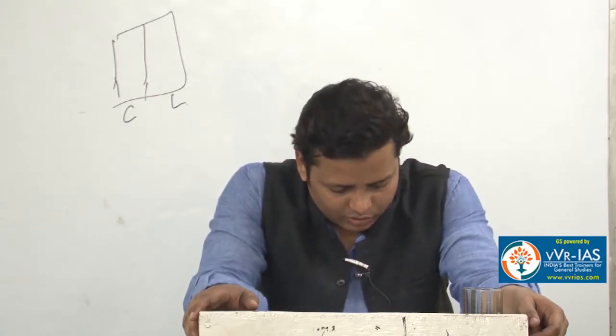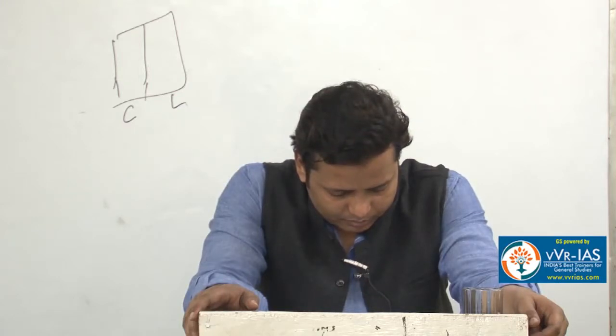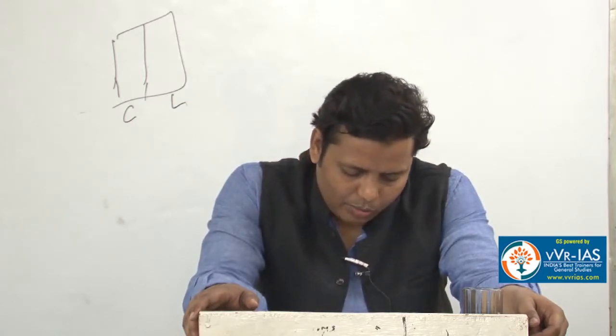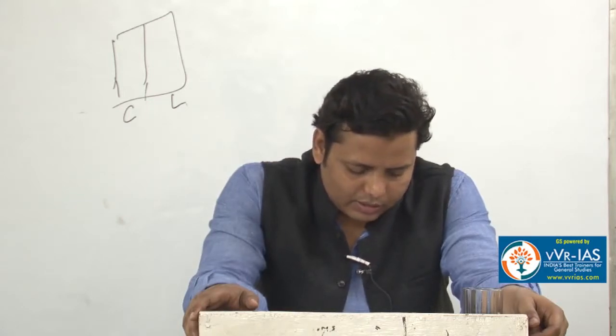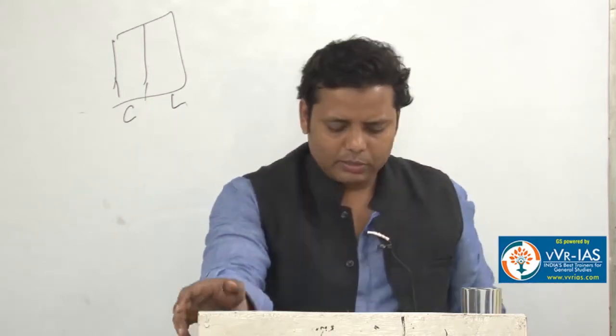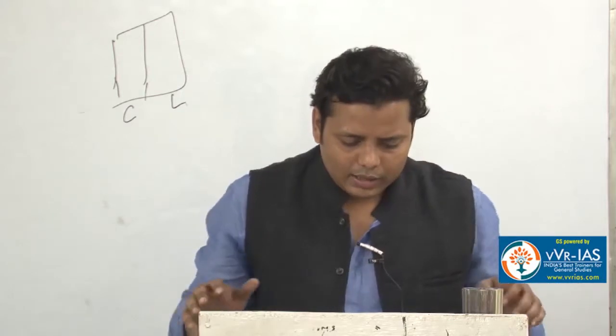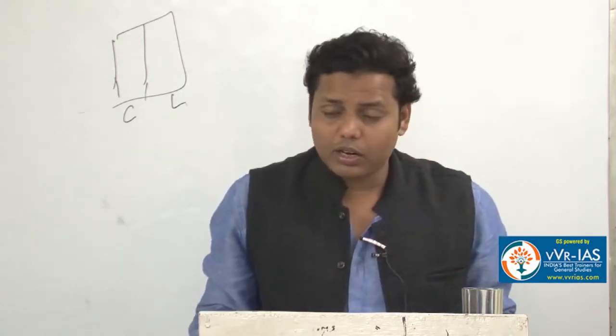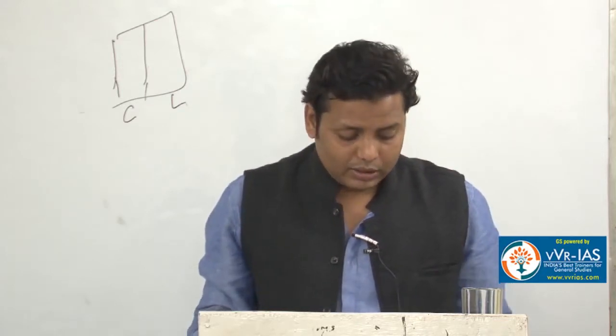33 is a factual question. 34, it's about the Rig Vedic period. First, women were not allowed to participate in Sabhas and Samitis. This is definitely wrong. They were allowed to participate, and it is a well-known thing that women were enjoying good status in the Rig Vedic period, and they were part of every sphere of life. So this is not correct.